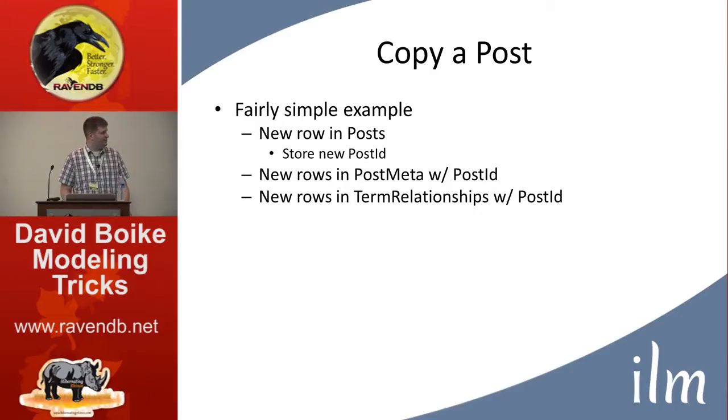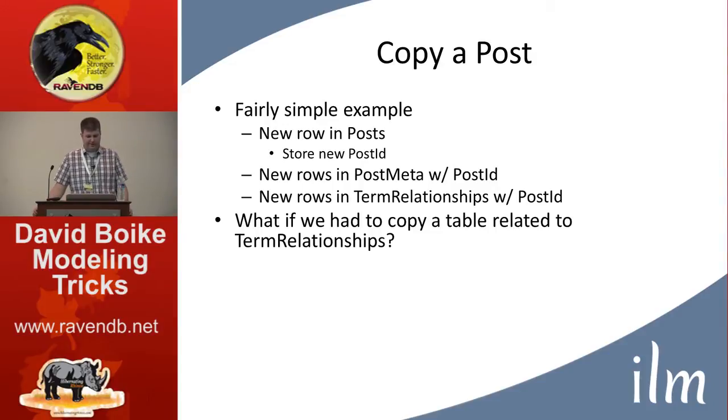So it's a fairly simple example. You create a new row in posts, selecting from the existing row in posts, and you store a new post ID. And then you have new rows in post meta with that post ID and new rows in term relationships with that post ID. But we're already touching 3 tables, probably within a transaction, with a lot of locking going on.